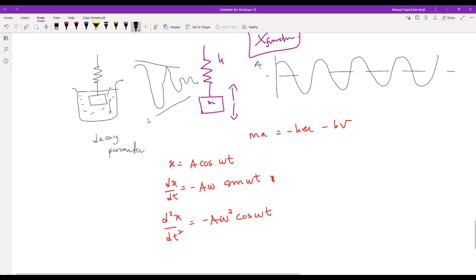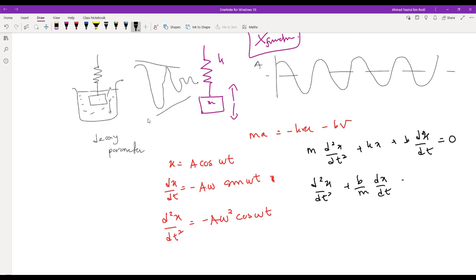So what happened is we put everything here. I changed this to something that we are familiar with before. We have m a, which is m d square x over dt square. We bring kx to the left, plus kx. We bring bv to the left, plus bv, where v is velocity, dx over dt. So it is equal to 0. Rearranging, we have d square x over dt square. Divide everything by m, and then we have plus b over m dx over dt, and plus k over m x equal to 0.